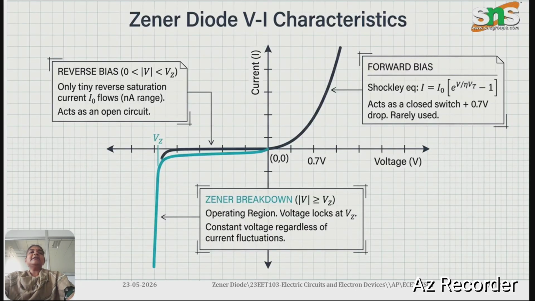So this is the Zener diode VI characteristics. In forward bias, around 0.7 V is considered the cutoff voltage. In reverse bias, the Zener breakdown occurs. It also possesses a sharp curve. In the operating region, the voltage locks at VZ, a constant voltage regardless of current fluctuation, at that particular point.